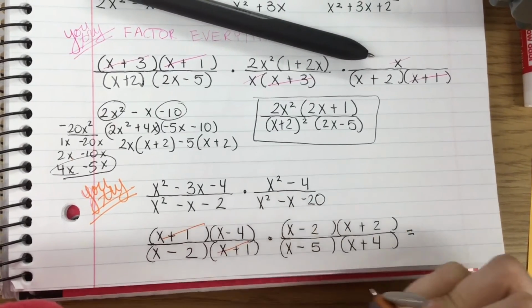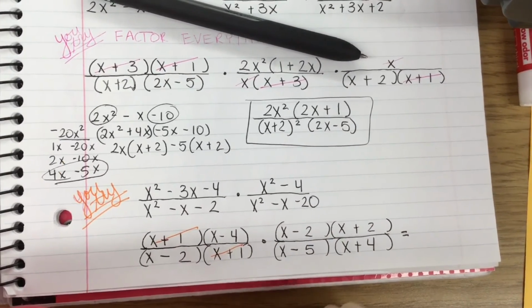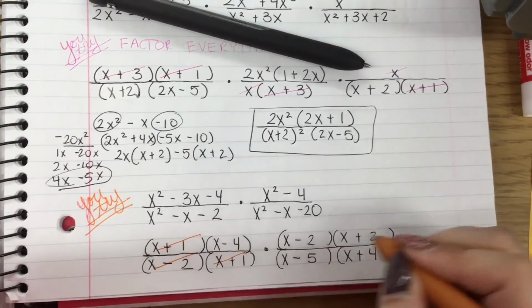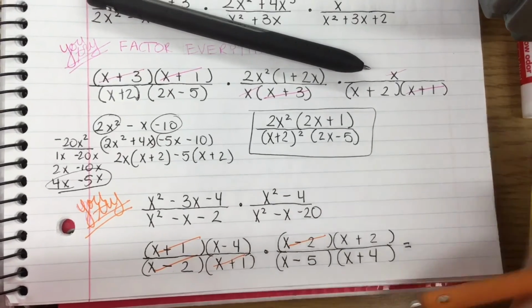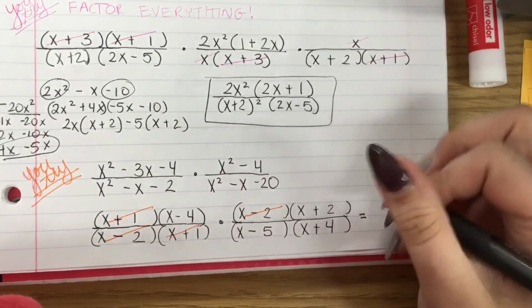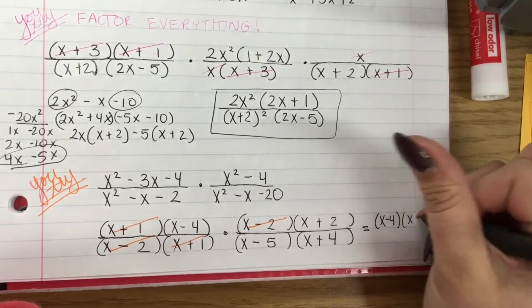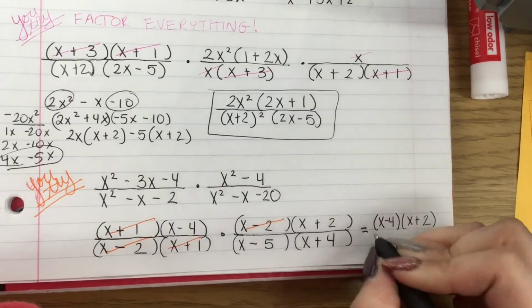I'm going to cancel like quantities. So x plus 1 in the numerator and the denominator. I have an x minus 2 in the denominator and an x minus 2 in the numerator. And I have no other terms that are exactly the same. I have x minus 4 and x plus 4. Those are not the same. They have two different signs. They are not the same factor. So I cannot cancel them out.